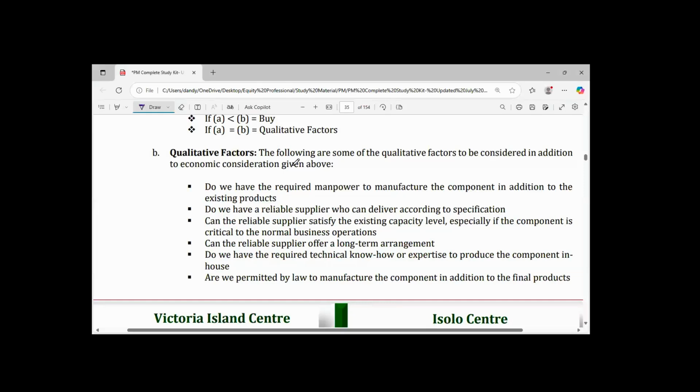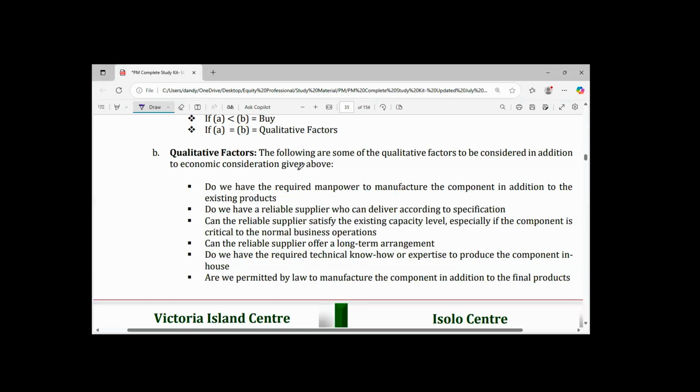Today we are going to continue from where we stopped last time on the make or buy decision. We have discussed the underlying concept of make or buy decision. I will just have a recap on what we did last time.